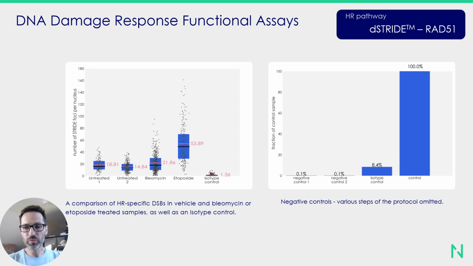Similarly to what was shown before for sSTRIDE PMS2, here we also see some assay validation data. dSTRIDE RAD51 signal levels were elevated in uterus cells after treatment with bleomycin and etoposide, and negative controls were kept at a satisfactory low level.